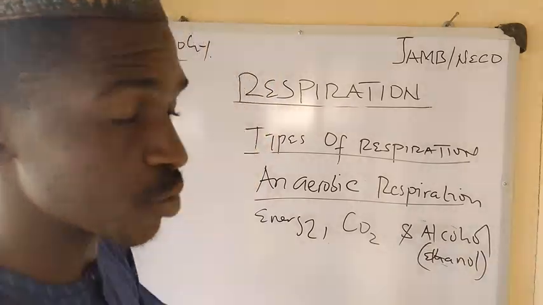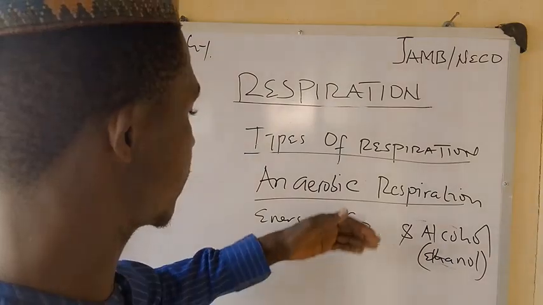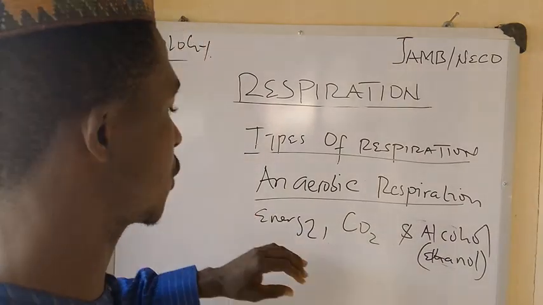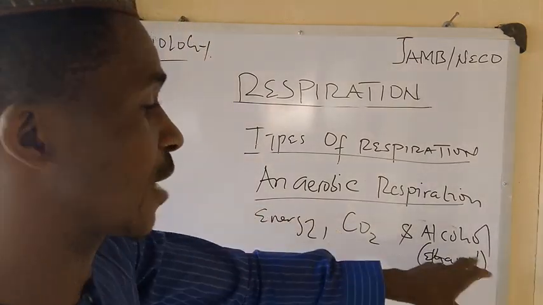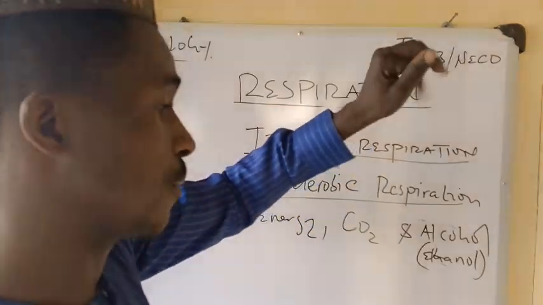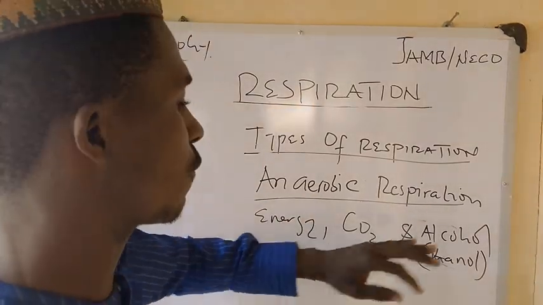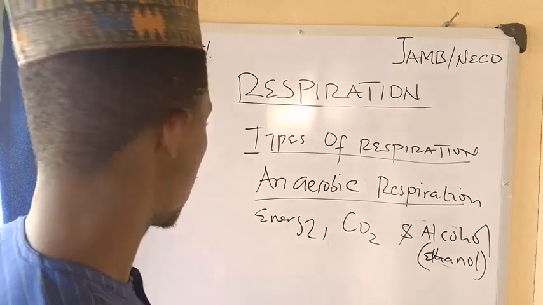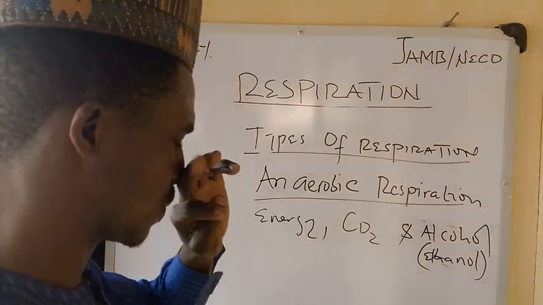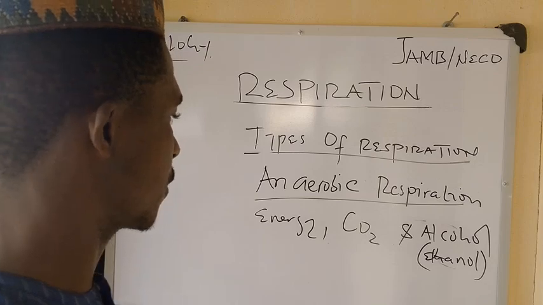So in this case, can you see the differences now? The other one takes place in the presence of oxygen. We are having energy, carbon dioxide, and water for the aerobic. For the anaerobic, we are having energy, carbon dioxide, and ethanol or alcohol. So very, very important.